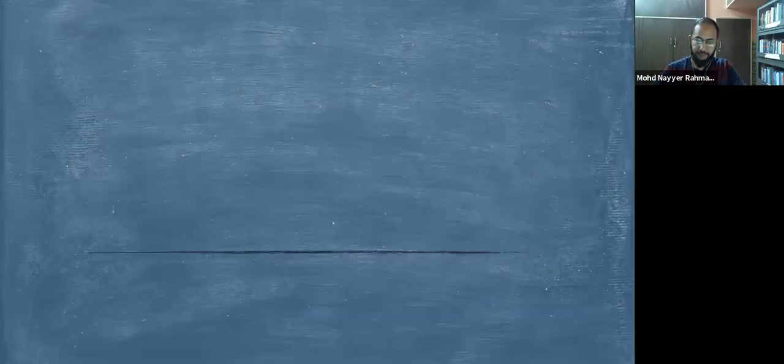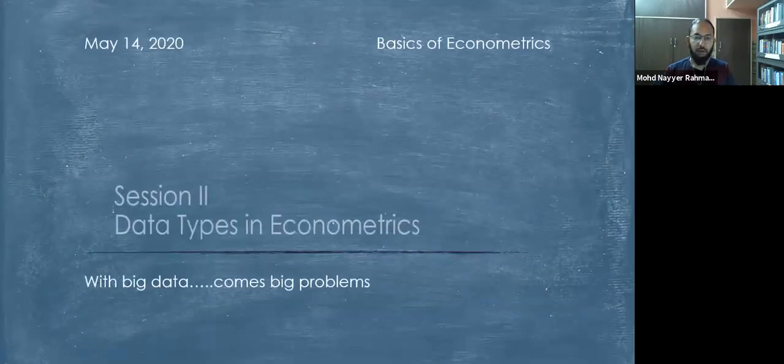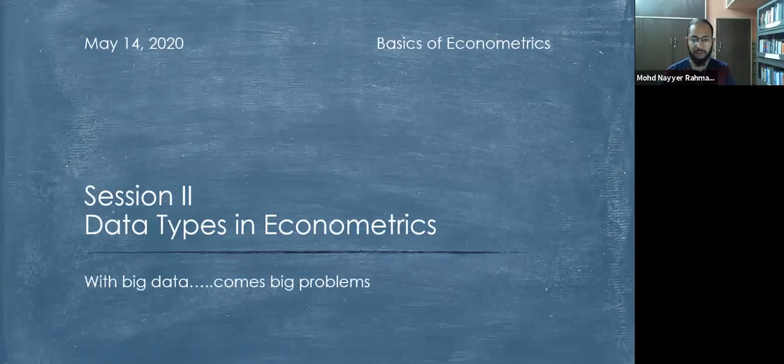We have data types in econometrics. This is our today's discussion. And the punchline I have selected for today is: with big data come big problems. Sometimes if data is not available to us, or we have to generate our own data, we see that as a problem. Indeed, that is a problem. But at another level, we have a different problem: if we have big data, meaning lots of observations, then we also have a problem.